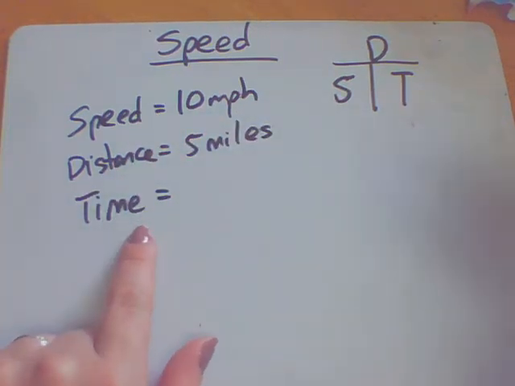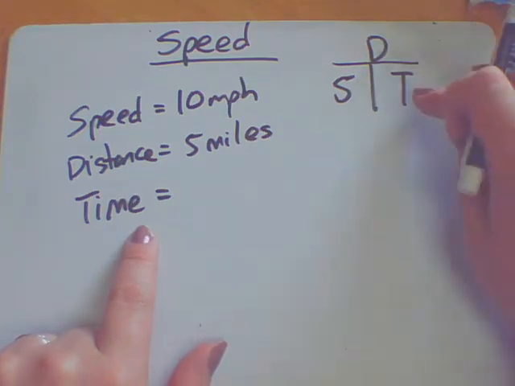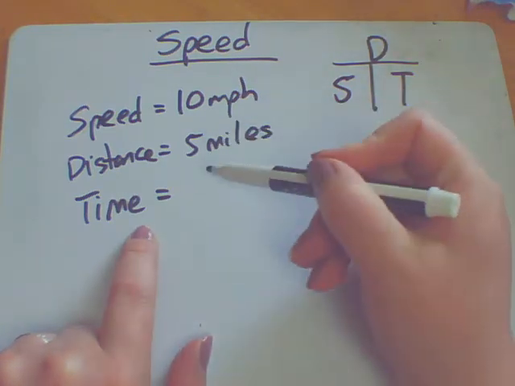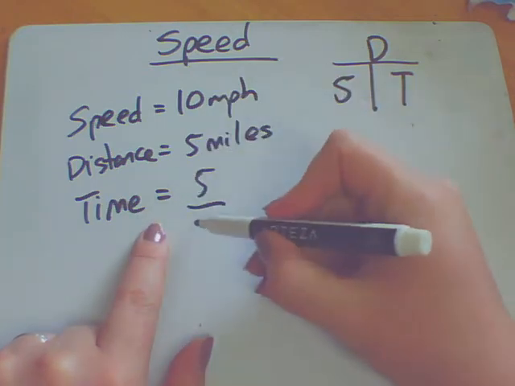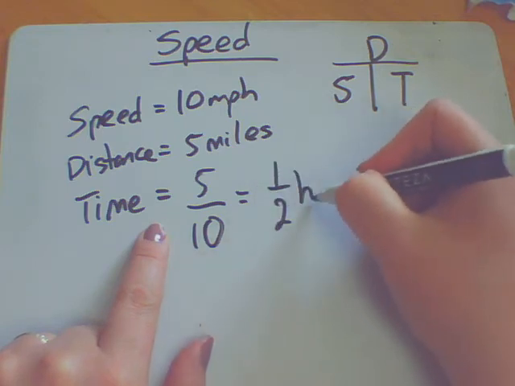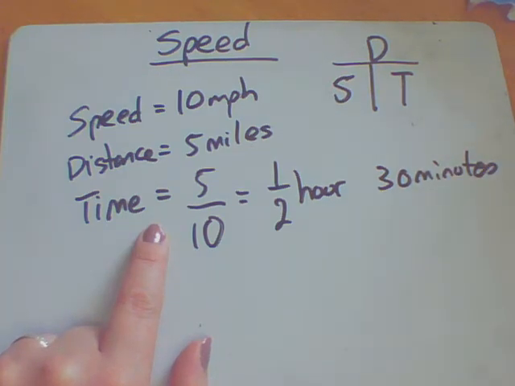So to do that, I know I've got a speed and I know I've got a distance. This is the one I'm trying to find out. So if I cover it up, it tells me to do the distance divided by the speed. So the distance is 5 and the speed is 10. So this means it's going to take me half an hour or 30 minutes. Okay, that's how you use your triangle.